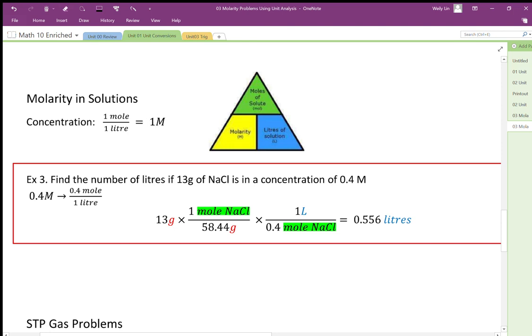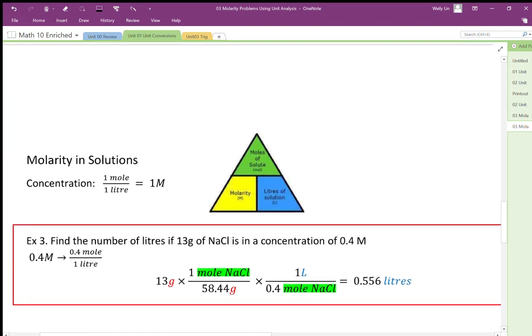Looking at example 3, it says find the number of liters of 13 grams of NaCl in a concentration of 0.4 moles. So our 0.4 moles, we're going to change to 0.4 moles per 1 liter. We're going to use that ratio in our calculation. We also need to understand the number of grams. Since we need to find the grams of NaCl, we need to know the number of grams per mole of NaCl. And that we get from our atomic mass unit.